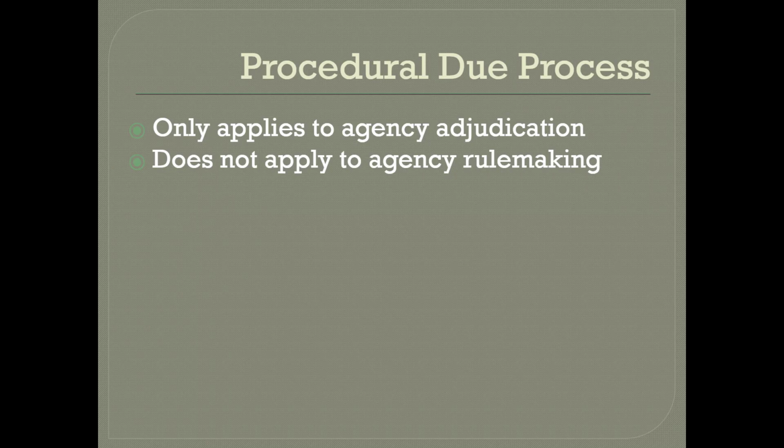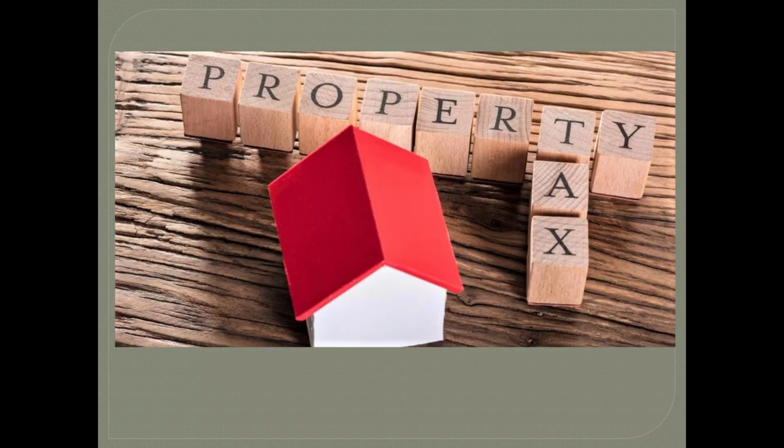Well, now we revisit those concepts because obviously agency adjudication is very similar to adjudication in a court. Agency rulemaking is very similar to litigation. And so the courts have been called upon to define more formally what is the difference between agency adjudication and agency rulemaking. So let's go ahead and take a look at what the difference between these two concepts is.